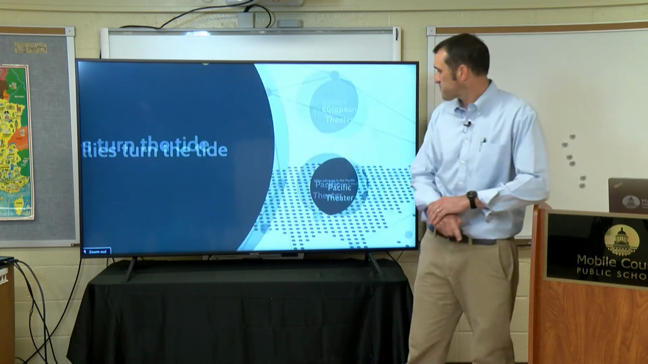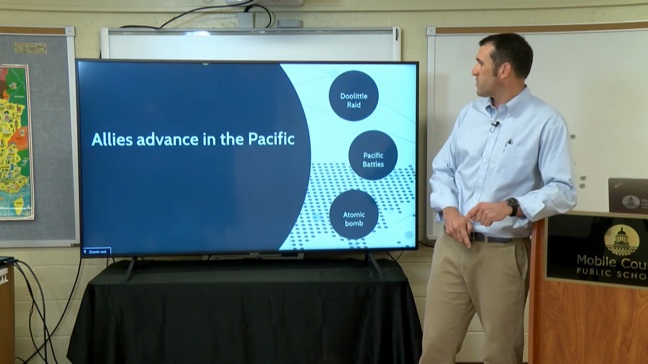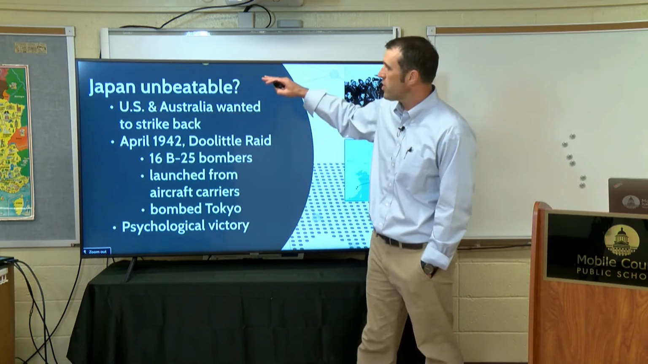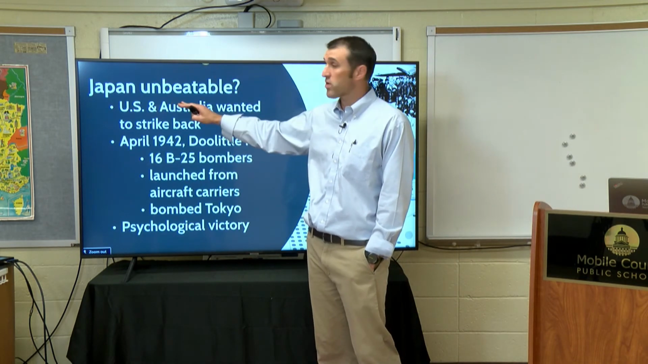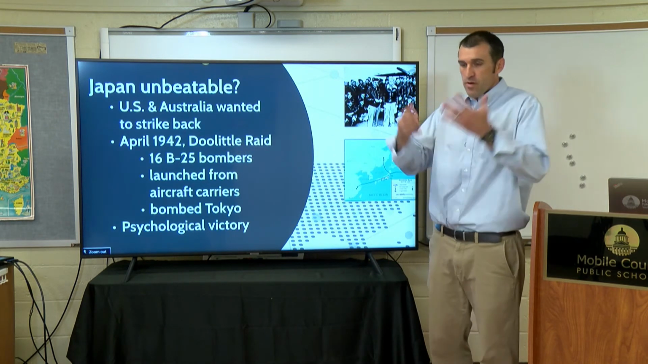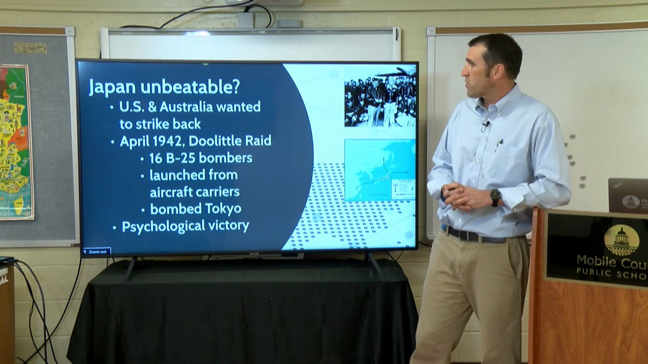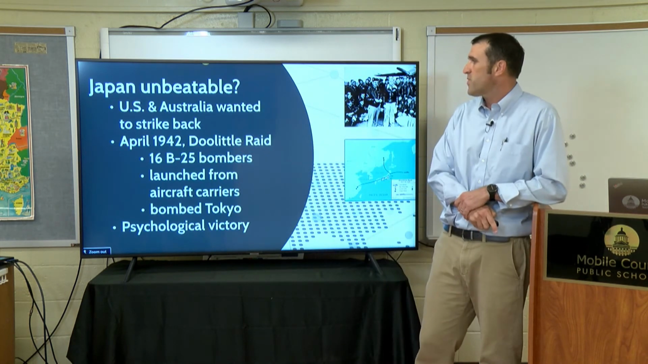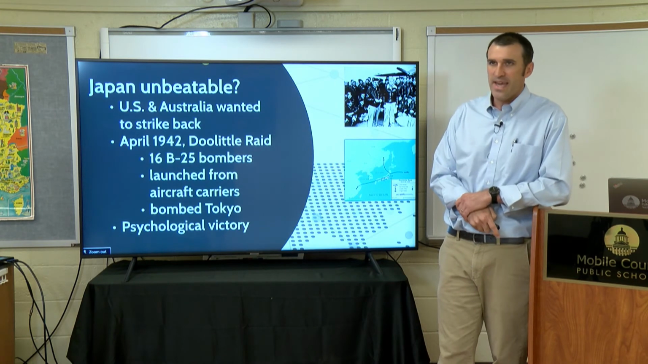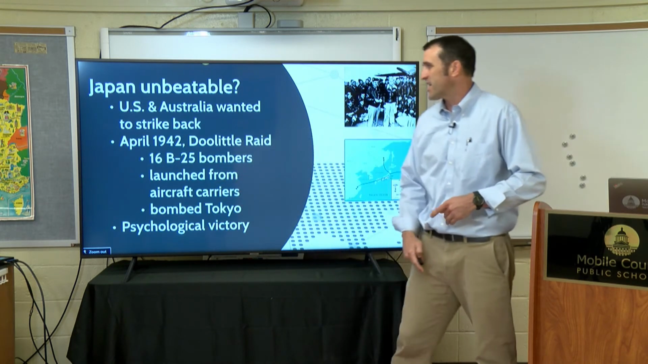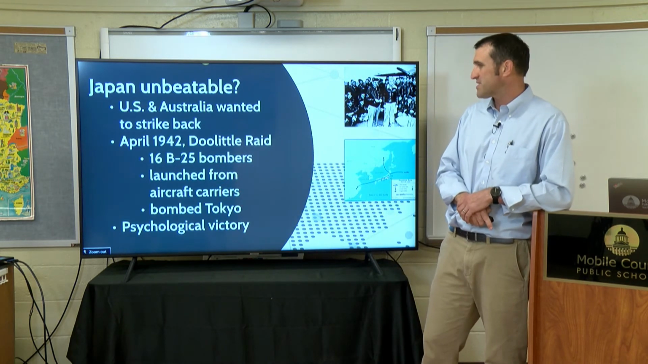What about the Pacific? So the Allies began to advance in the Pacific first. After the attack at Pearl Harbor, the U.S. especially wanted to get some payback, right? And so even though they didn't have all their naval forces rebuilt just yet, they knew something had to be done. So in April 1942, they launched what was called the Doolittle Raid. And they launched B-25 bombers off of aircraft carriers and just bombed some Japanese cities, including the capital of Tokyo.